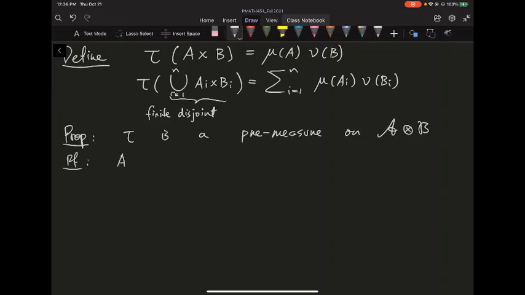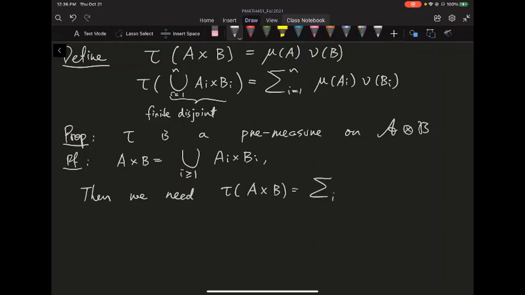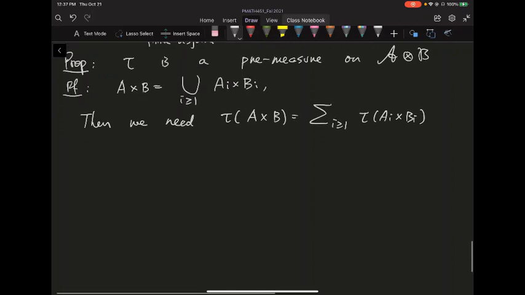So to show it's a pre-measure, we basically need to show the following. We want to show that if A cross B is equal to a countable union, i greater than or equal to 1, of some A_i cross B_i, then we need to show that tau of their product is equal to this countable summation of tau of A_i cross B_i. Okay, that's essentially what we need to show. Once we show that, the rest follows fairly easily because everything inside C is a finite union of these boxes. Okay, so you can show it fairly easily.